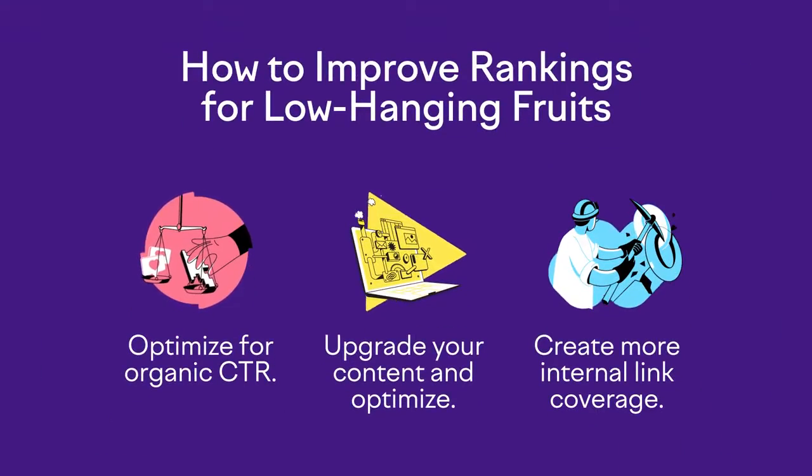So the next method you can use to improve rankings for low-hanging fruits is, number 3, create more internal link coverage. So find relevant pages on your website and build internal links to your target page. And if you don't have relevant pages, then it's an indication that you don't have enough topical authority.